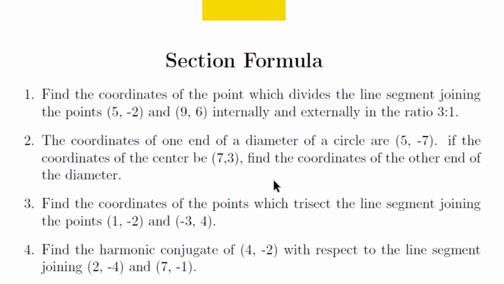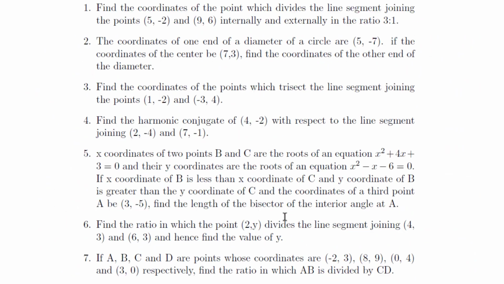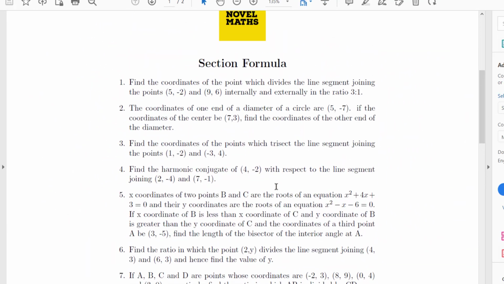The first question is: find the coordinates of the point which divides the line segment joining the points (5, -2) and (9, 6) internally and externally in the ratio 3:1. So 2 points are given and the ratio is also given, m and n. So this question directly deals with the formula. Directly you can apply the section formula. Let's do it quickly. Then we will move into some of the advanced questions.